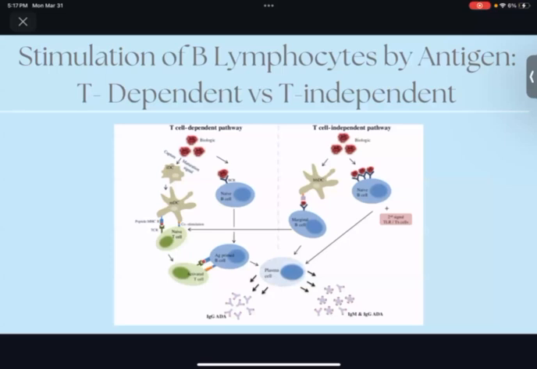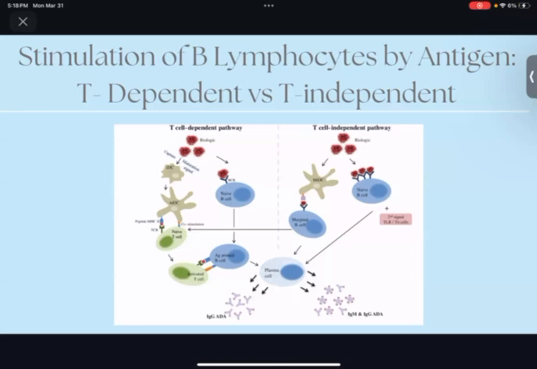Stimulation of B lymphocytes by antigen: T-dependent versus T-independent. T-dependent activation is most common and provides a stronger response. Follicular B cells with IgM recognize protein antigens and present antigens via MHC molecules to helper T cells. T cells provide cytokines and CD40L signals for strong memory B cell formation.